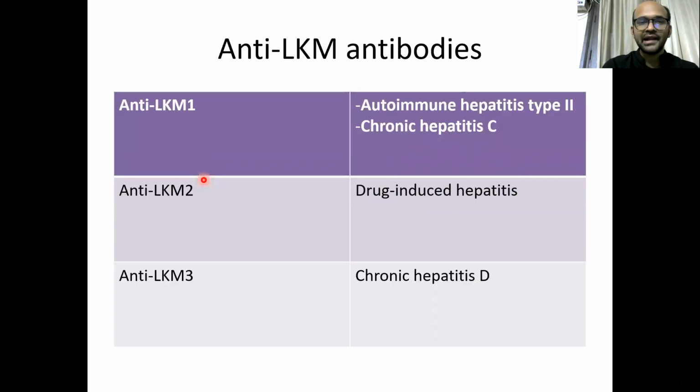Now, anti-LKM antibodies. Anti-LKM1 antibody is seen in autoimmune hepatitis and chronic hepatitis C. So LKM1 is seen in type 2 autoimmune hepatitis, and also in chronic hepatitis C. LKM2 antibodies are seen in drug-induced hepatitis, and LKM3 antibodies are seen in chronic hepatitis D.